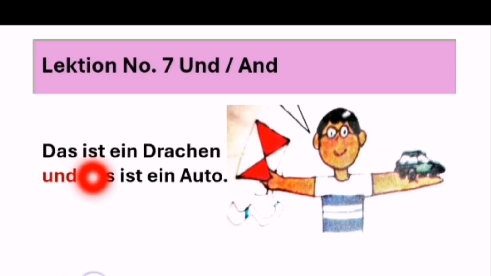So, das ist ein Drachen. This is a kite. Das ist ein Drachen und das ist ein Auto.